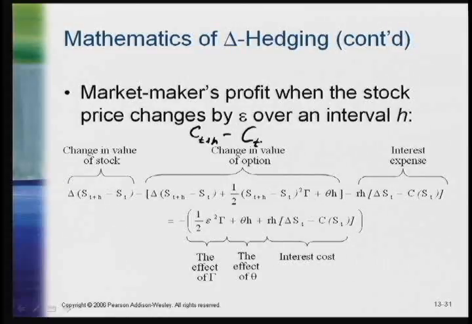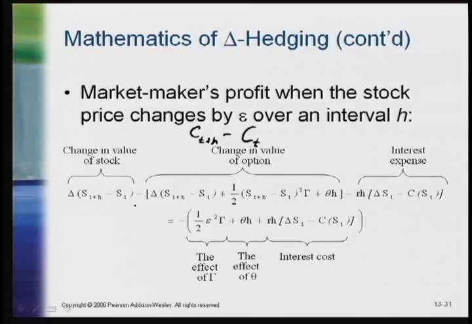And what we see is we have the delta gamma terms and we have the theta term. Notice we have a negative in front of the theta. So for the P&L of the market maker, the effective theta is positive because theta is negative and we have a negative in front of it. And then finally, we have interest expense. rh is just an approximation for the interest expense.